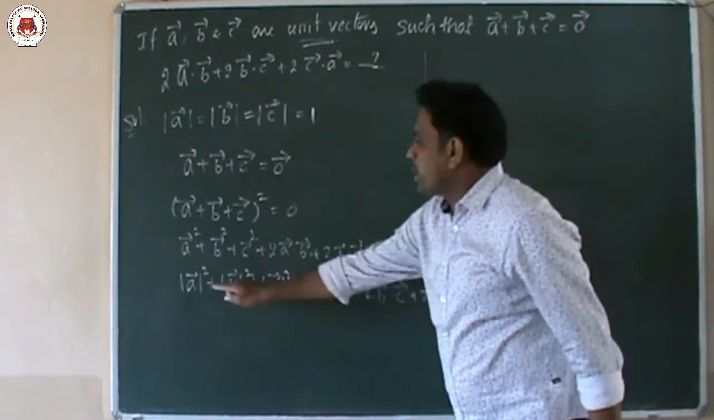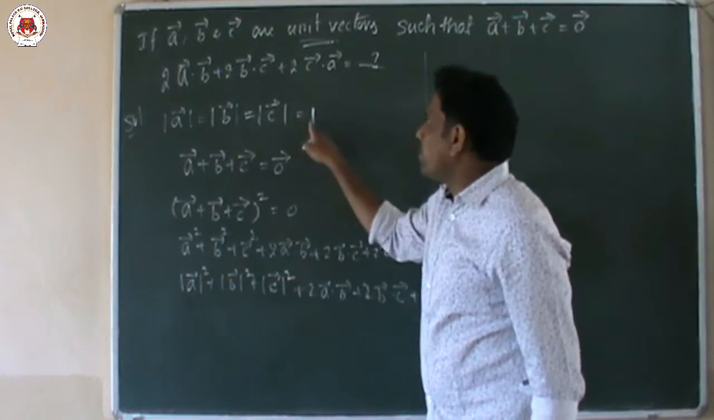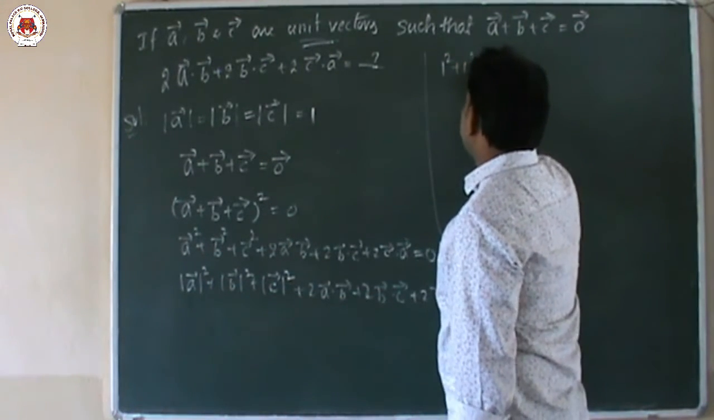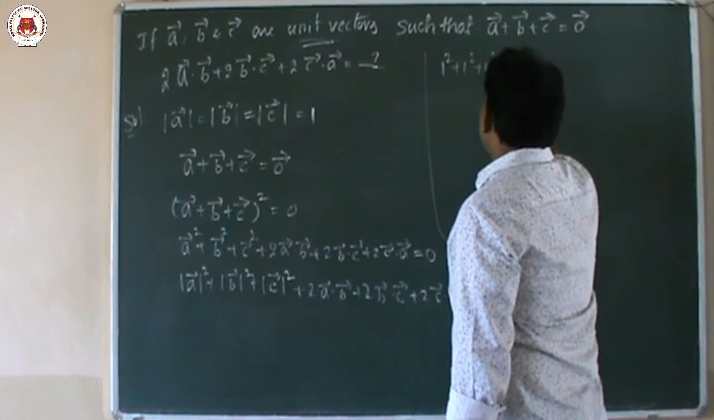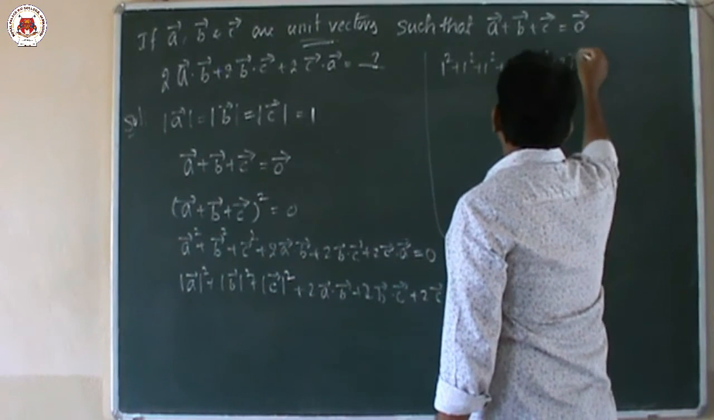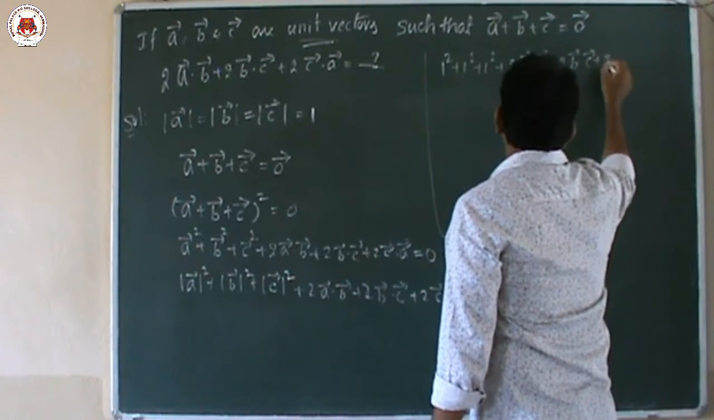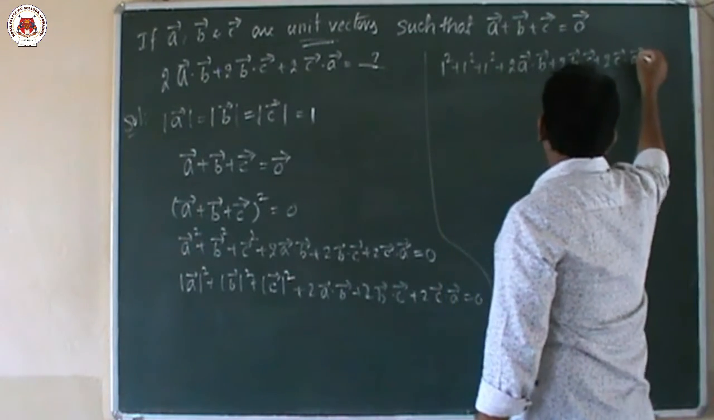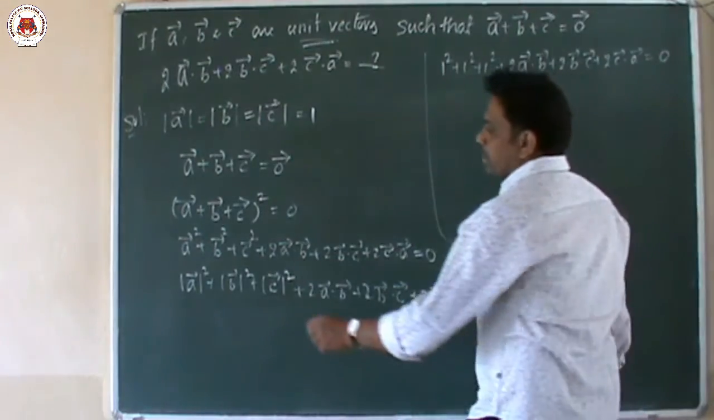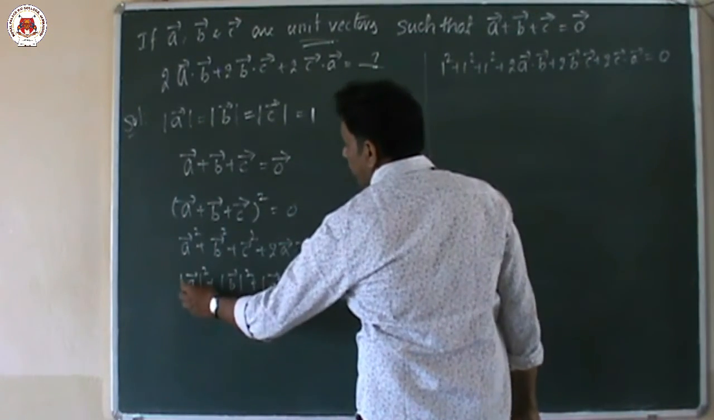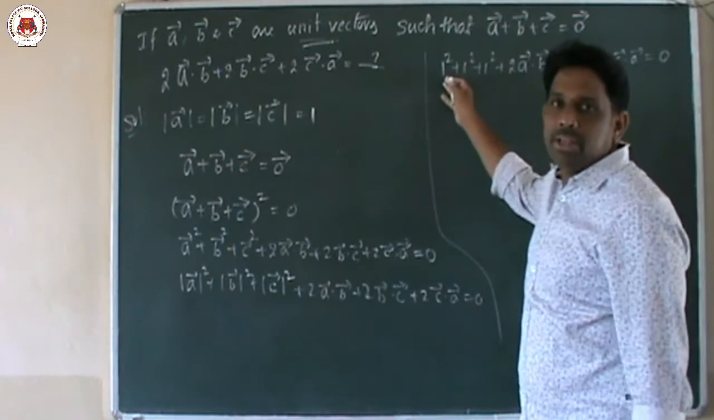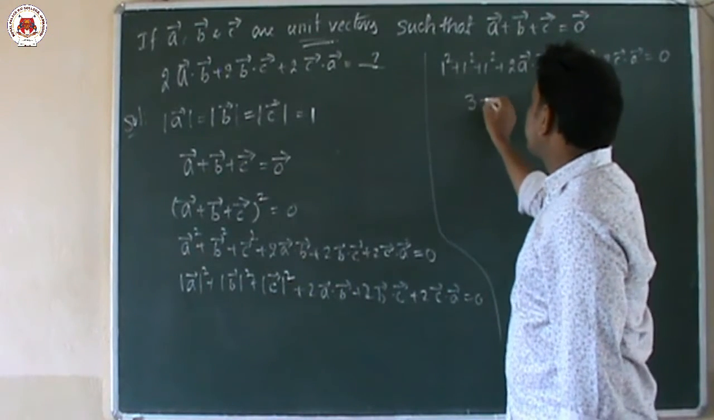So vector mod A value is 1. So this is 1 square plus 1 square plus 1 square plus 2 into A vector dot B vector plus 2 into B vector dot C vector plus 2 into C vector dot A vector is equal to 0. Why it is equal to 0? Because mod of A vector value is 1. So 1 square, 1 square, 1 square, 1 square value is 1. 1 plus 1 plus 1 is nothing but 3.